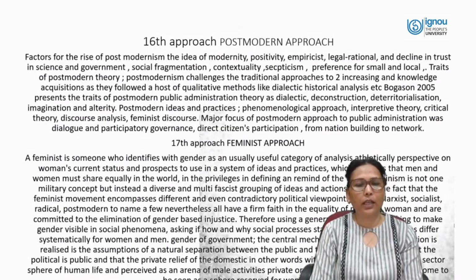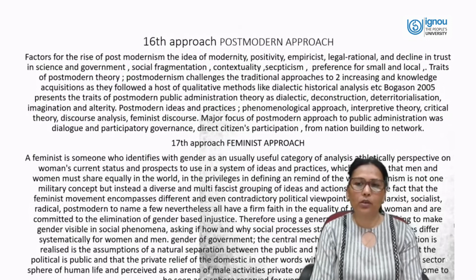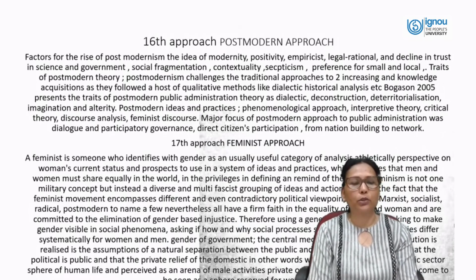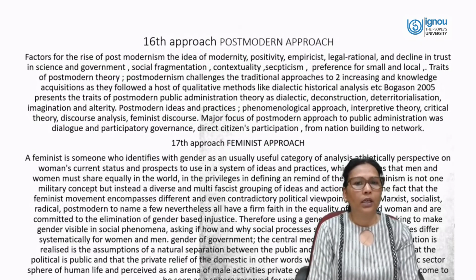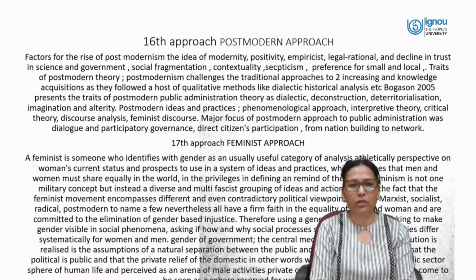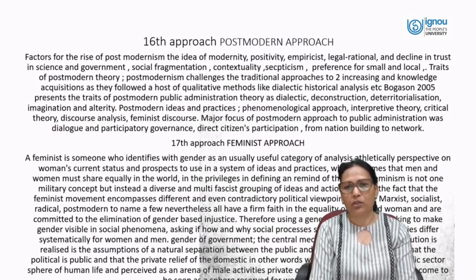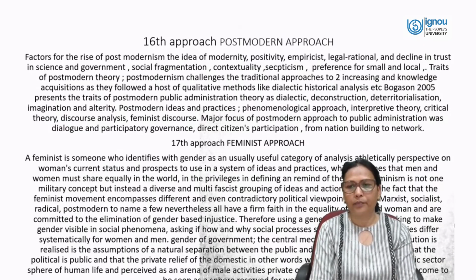Now, the next approach was the postmodern approach. That was the 16th approach in this subject, BPSC 131. The factors for the rise of postmodernism were the idea of modernity, positivity, empiricism, legal rationality, and a decline in trust in science and government. That was the basic factor which gave rise to the postmodern approach.